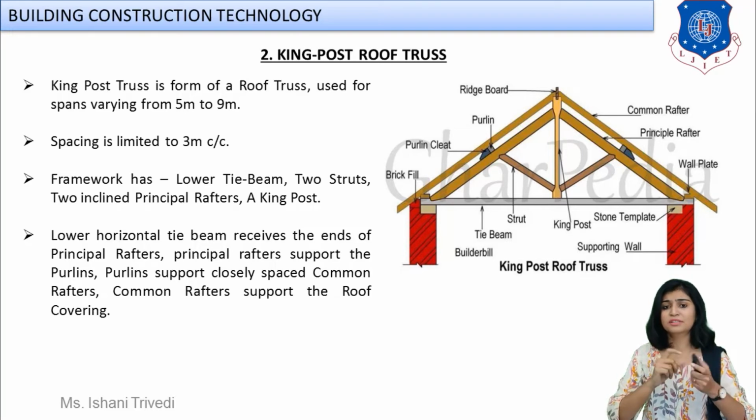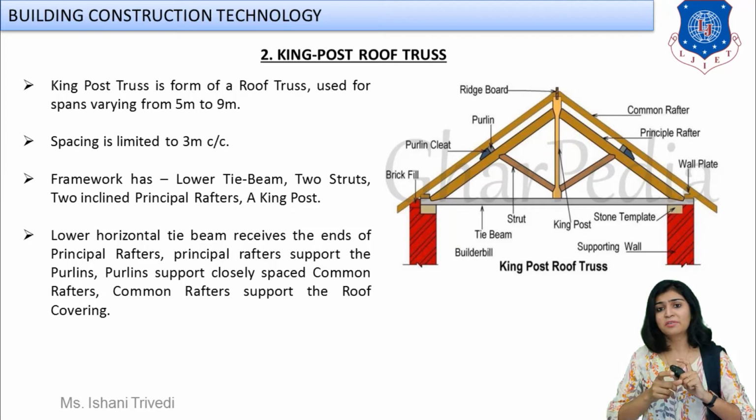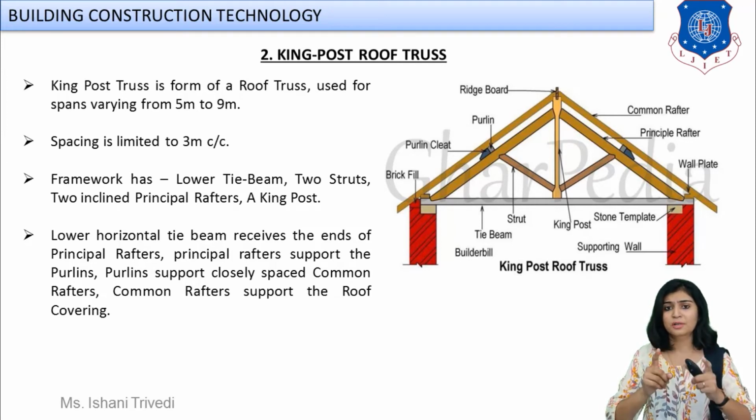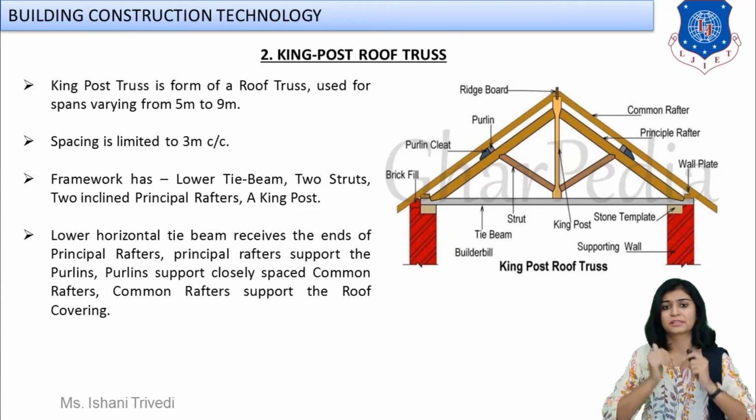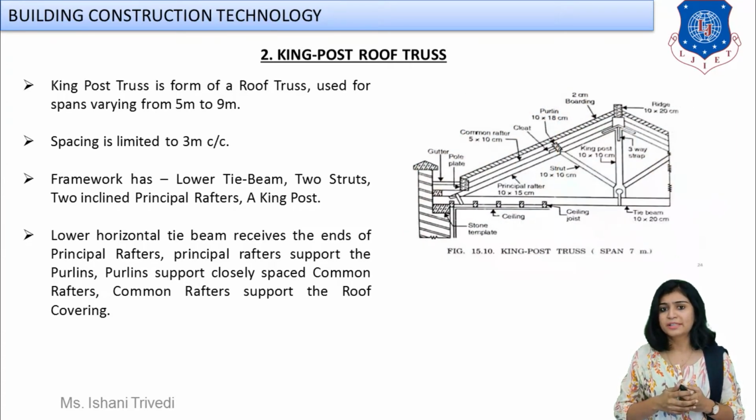See, all the supports mutually support and the stability is divided. So purlins are going to support your main common rafters, and the common rafters will support the roof covering which has to be provided on top of this. Did you understand this? It is pretty simple.